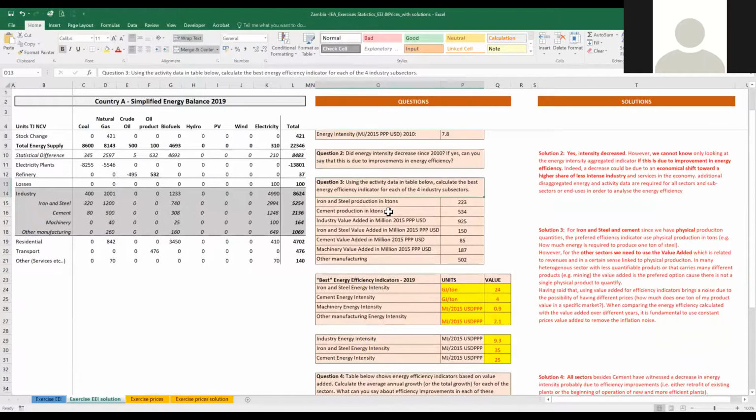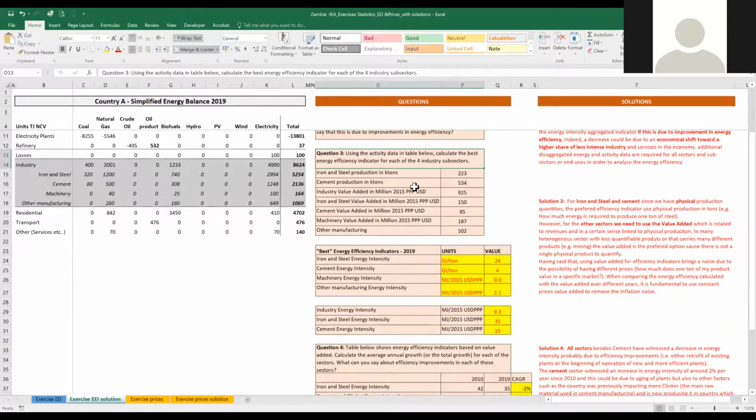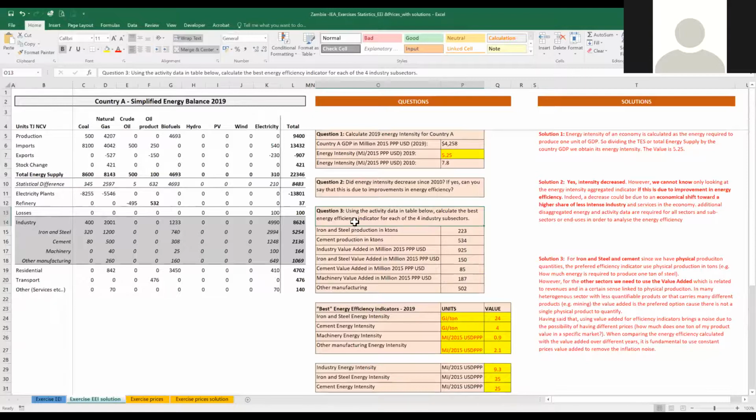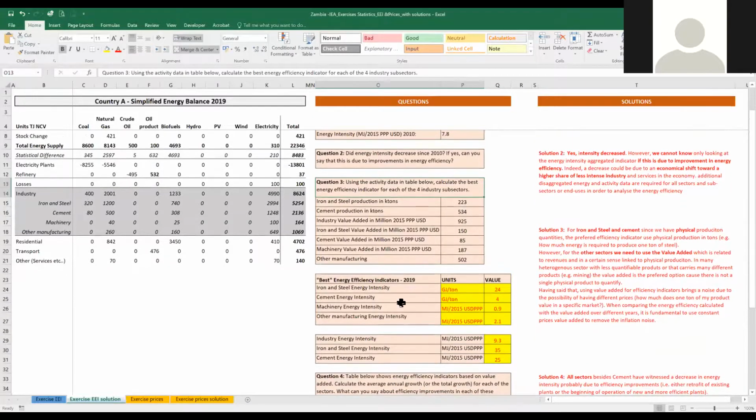Question 3 is about activity data. Here you are provided with some activity data for iron and steel, cement, industry, and also some value added. You are asked to calculate the best energy efficiency indicator for those sectors: iron and steel, cement, machinery, and other manufacturing. For iron and steel, we have production information, and since we have that physical production data, it's the preferred indicator to use.